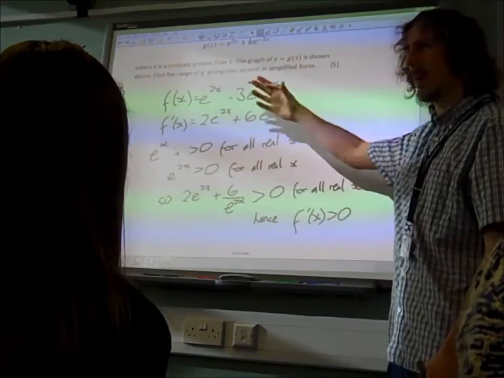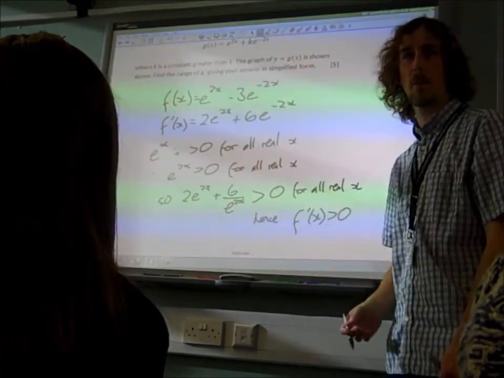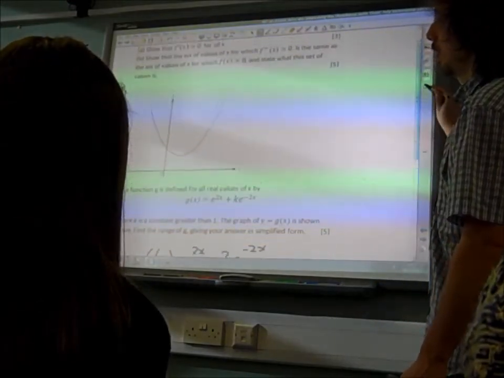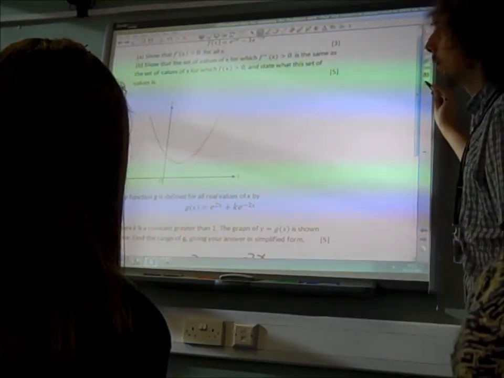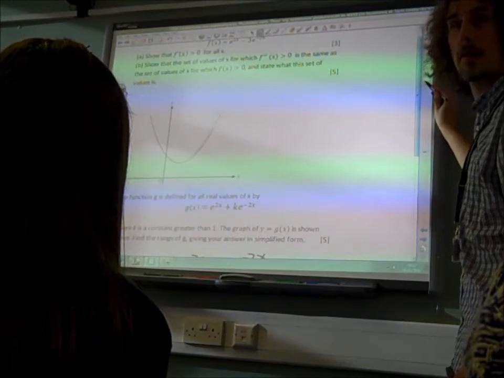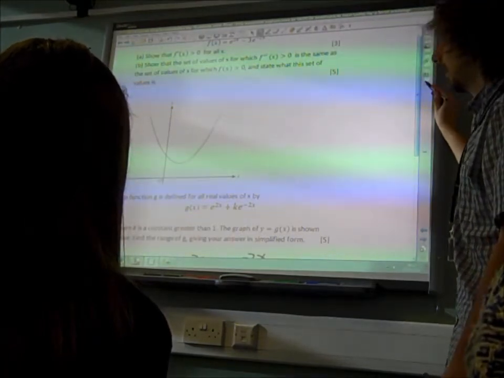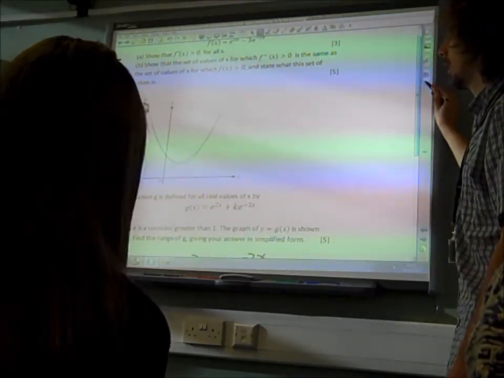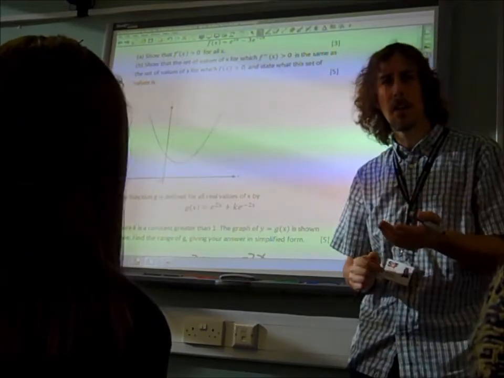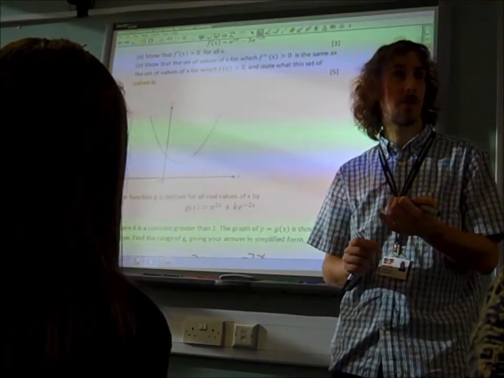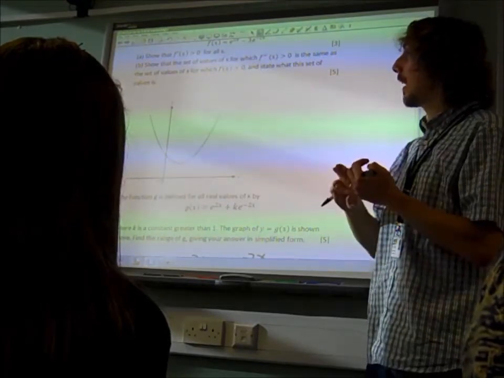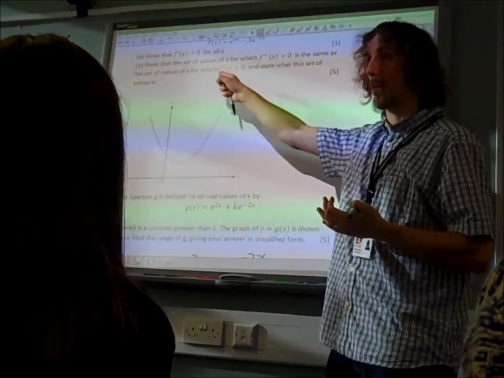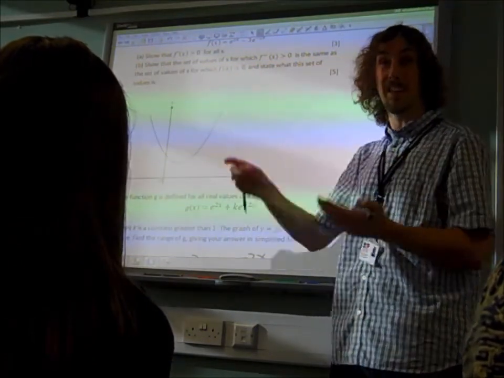It's not a big deal, but we do actually have to write something that explains why what we've got is bigger than 0. Part B: show that the set of values for which f double dashed x, the second derivative, is bigger than 0 is the same as the set of values for which f of x is greater than 0, and state what this set of values is. I guess there's two approaches here. You could go for the approach which does it the other way round and says let's find the set of values for which that one's positive and find the set for which that one's positive and show it's the same thing. But there's a neater way of doing this.